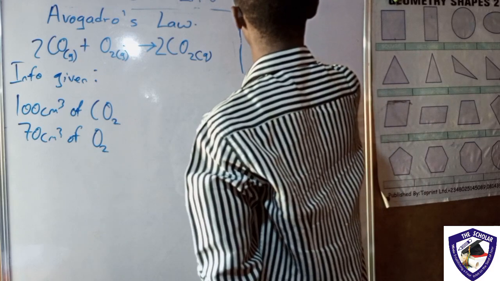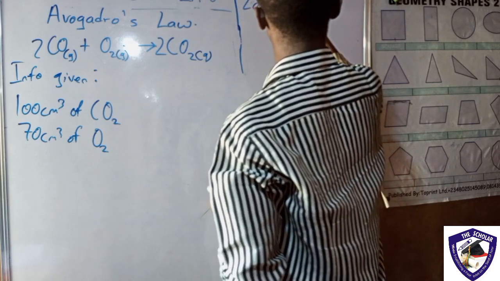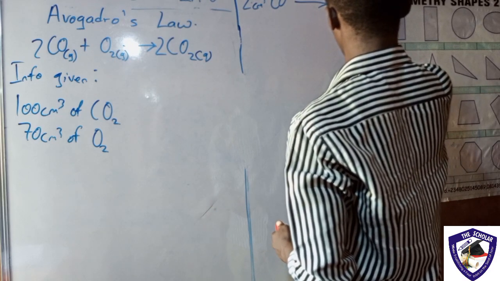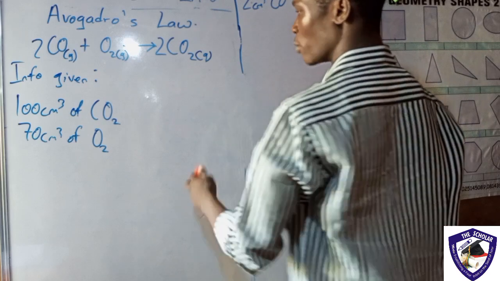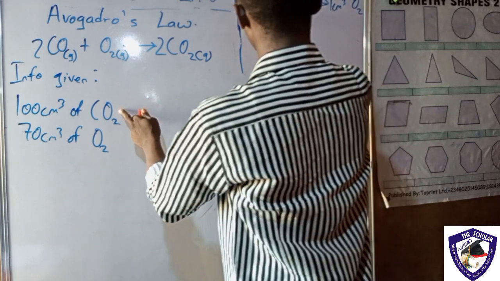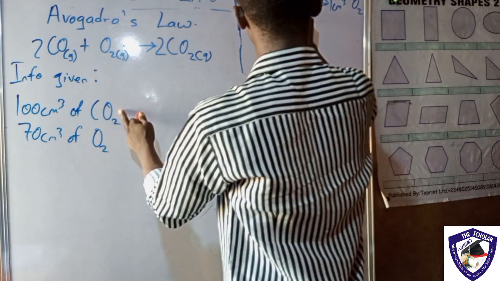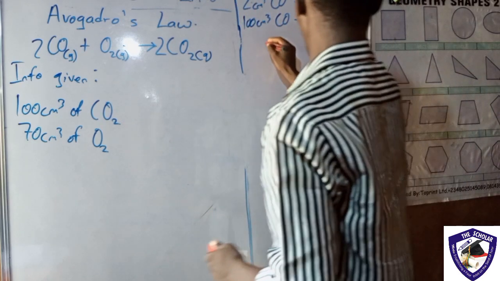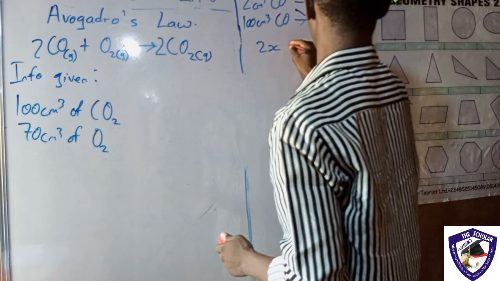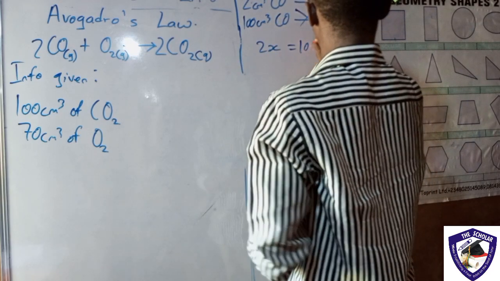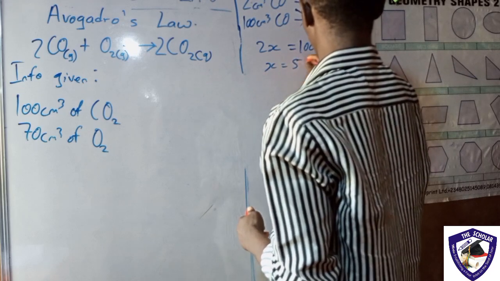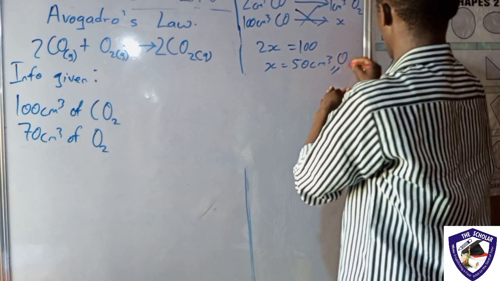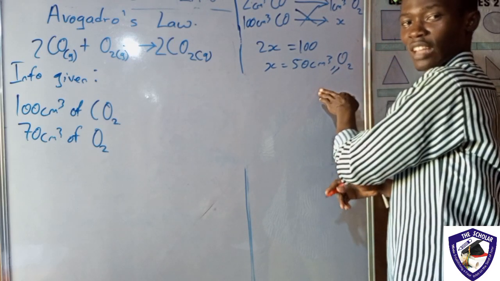Now let's take carbon monoxide first. 2 centimeter cube of CO reacts with how many centimeter cube? 1 centimeter cube of oxygen. Are you with me? Now coming here, 100 centimeter cube of CO, we give how many centimeter cube? Here we have 2x equals 100. Our x is equal to what? 50 centimeter cube, right? Of oxygen. This is the first solving.